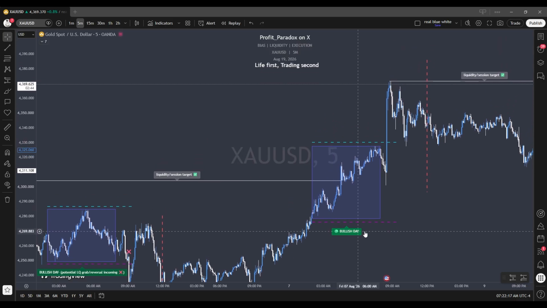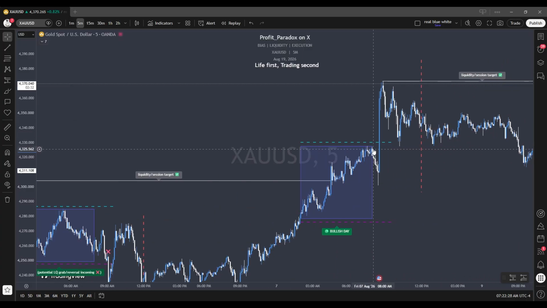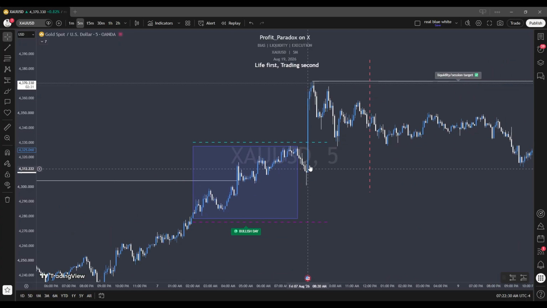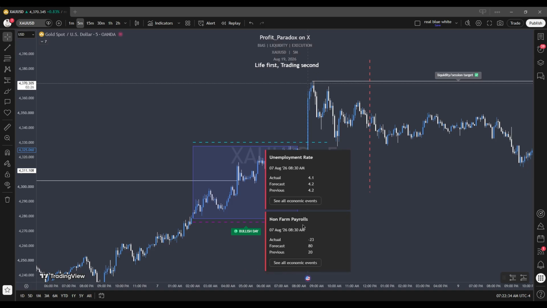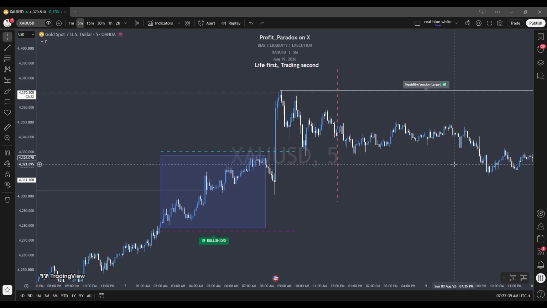And this day we had a bullish day, so at 8 AM we start looking for buys with whatever entry model. And what happened? Price delivered up into its session target, which isn't showing currently. But yeah, it did hit the session target with this news candle. I think this was NFP. Yeah, this was NFP, so it predicted the NFP move beforehand.